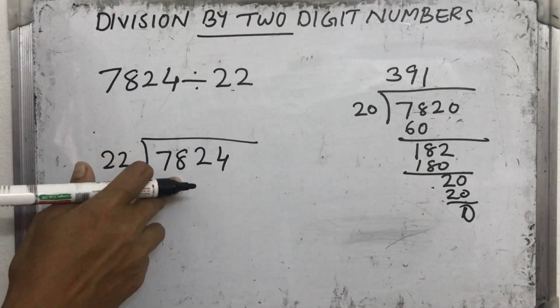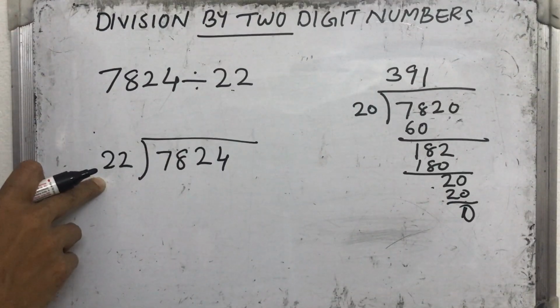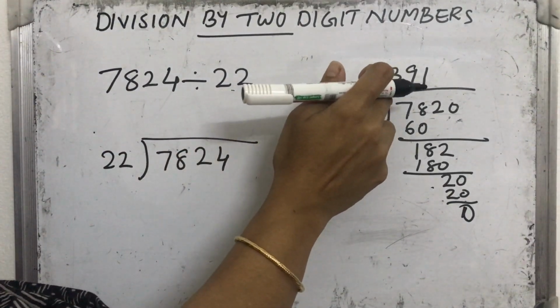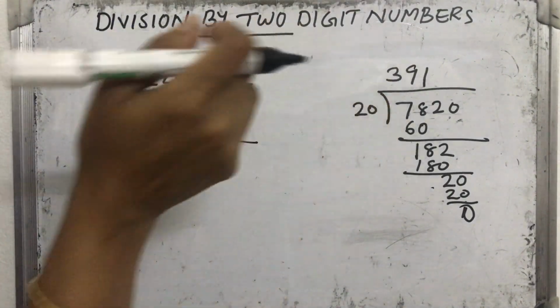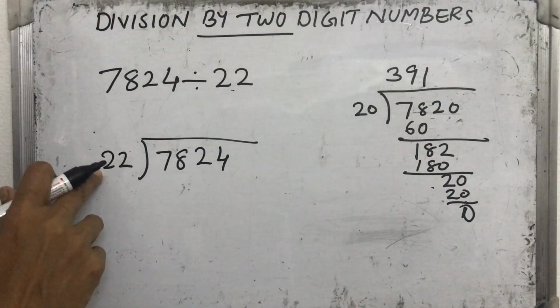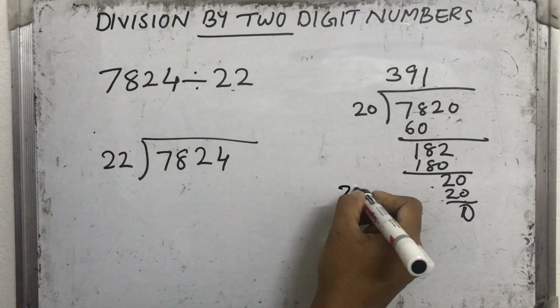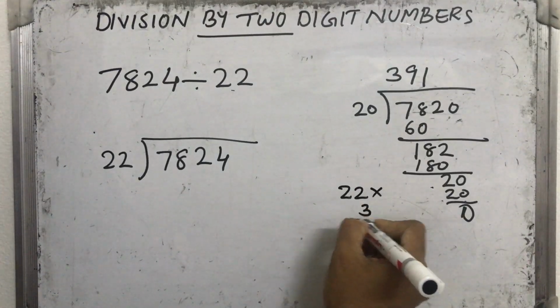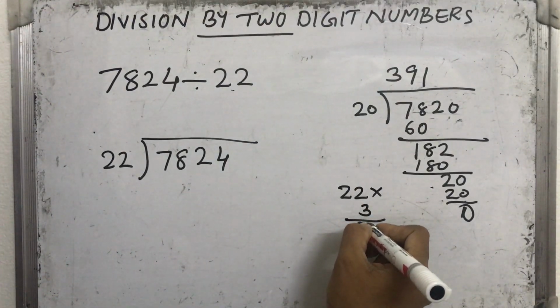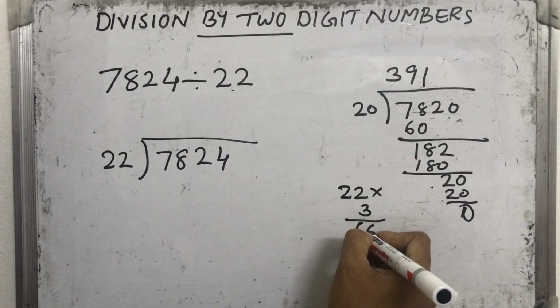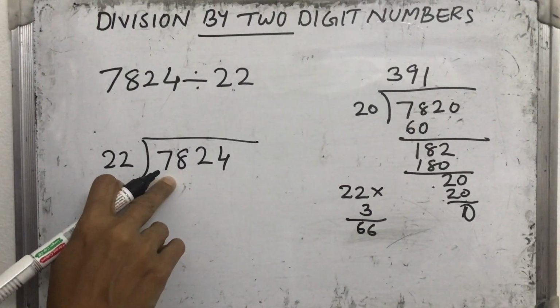So when we divide 78 by 22, we want to check this number. What is the first digit out here? That is 3. So we can check 22 into 3 is how much? That we can check using that number. So 3 into 2, 6, 3 into 2, 6, 66. It is less than 78.